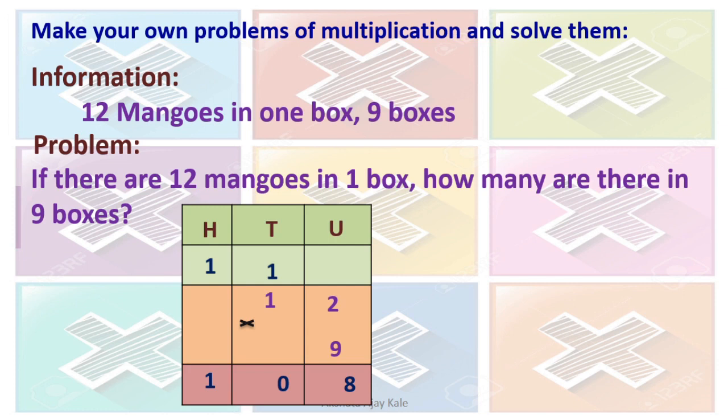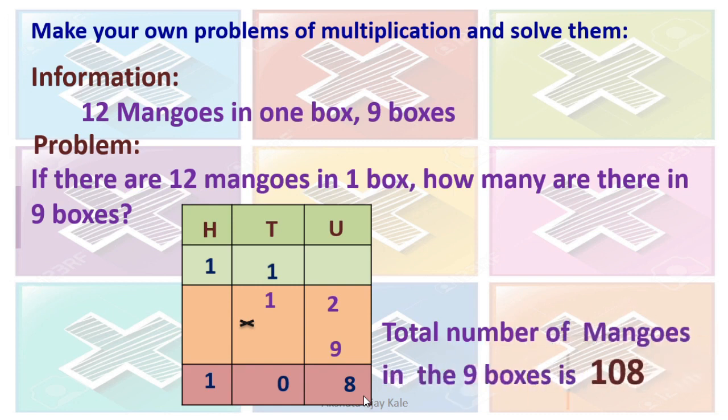So, how many mangoes are there in 9 such boxes? Correct, 108 mangoes. So, we will write like this. Total number of mangoes in the 9 boxes is 108. Got this, children? I hope you understood about the multiplication, especially by using the vertical method.